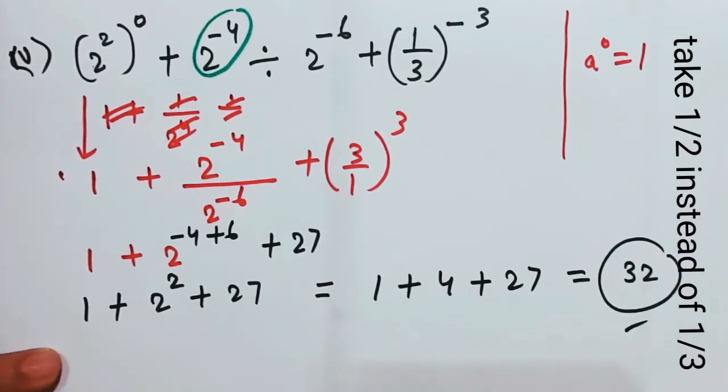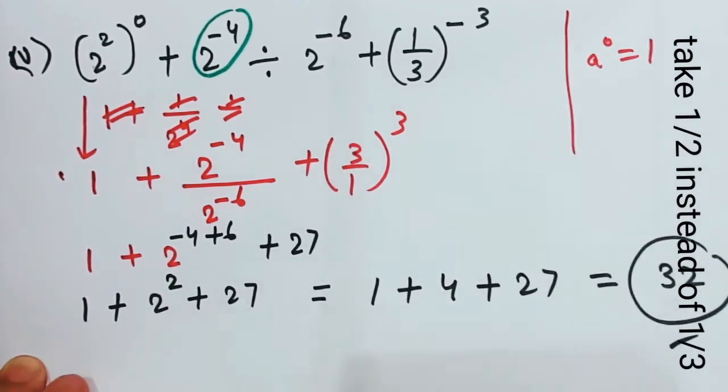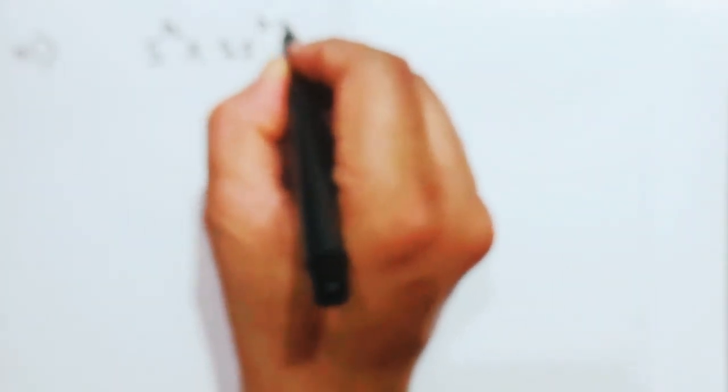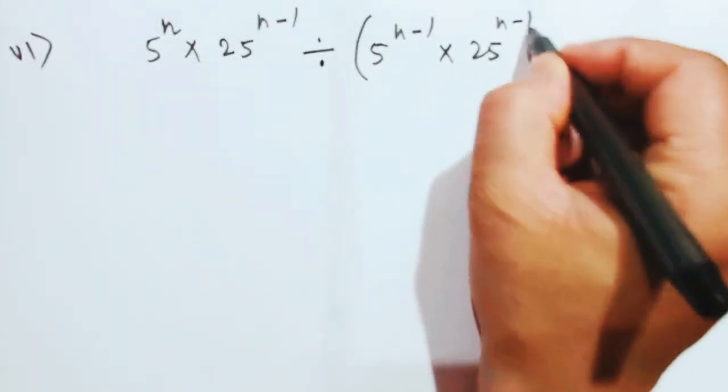Okay, let's concentrate on the last one. Yeah, of course, it's the last one. Number 6. Okay, so number 6 states 5 to the power n multiplied by 25 to the power n minus 1 divided by 5 to the power n minus 1, this is in bracket, multiplied by 25 to the power n minus 1.